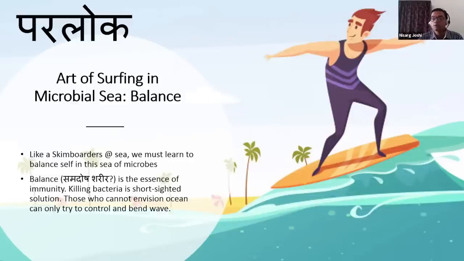What you can do is you can try to balance. And that balance is nothing but improving our host condition, improving the way our body is formed in terms of Ayurveda. When we are sound in those, there is little chance that the external environment or the exchange that we do with our environment will actually make us sick. And that's something that we need to learn from the parlok, that there is absolutely no way we can have a sterile environment.